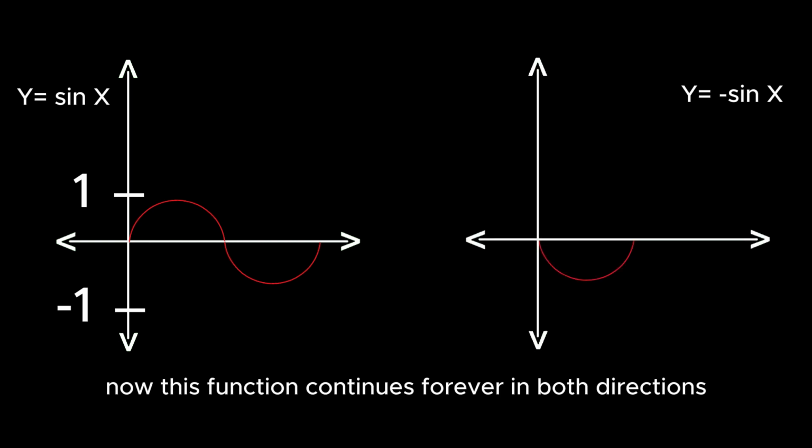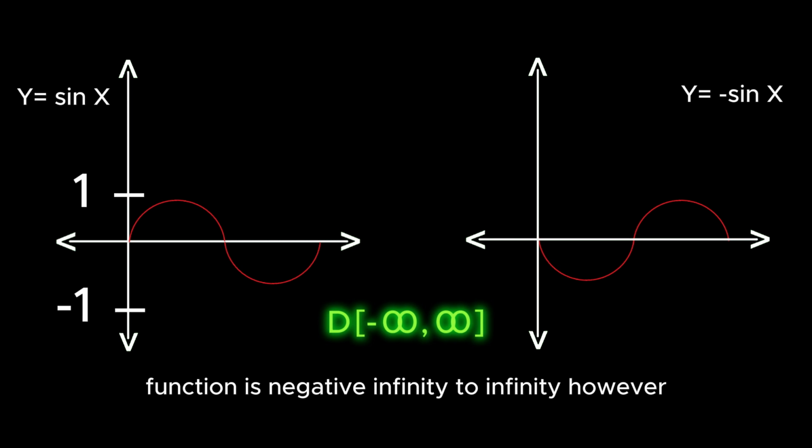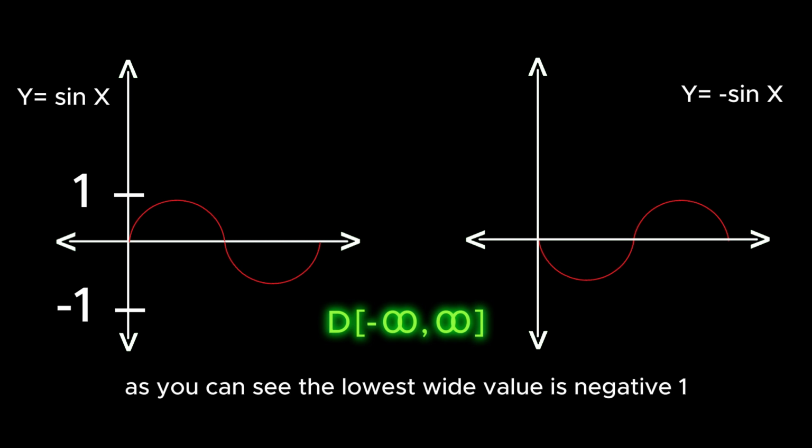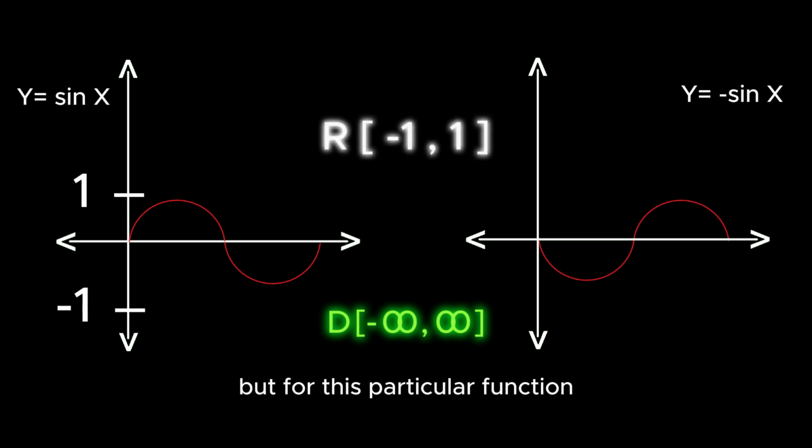Now this function continues forever in both directions. Therefore, the domain for any sine function is -infinity to infinity. However, the range has limitations. As you can see, the lowest y value is -1, and the highest is 1, if the amplitude is 1. Sometimes that number can change. But for this particular function, the range is -1 to 1.